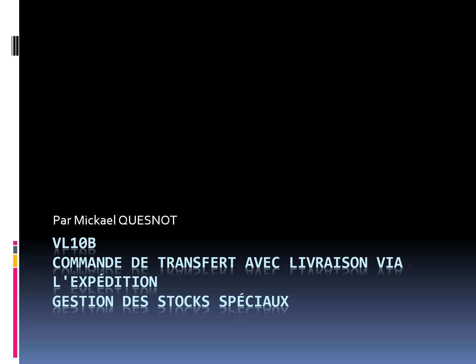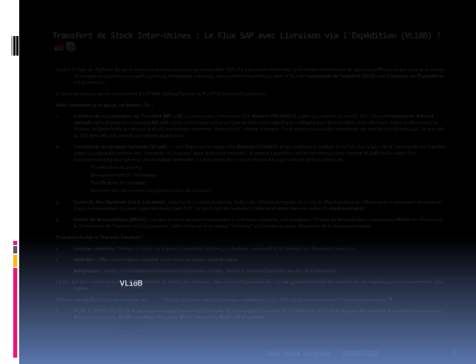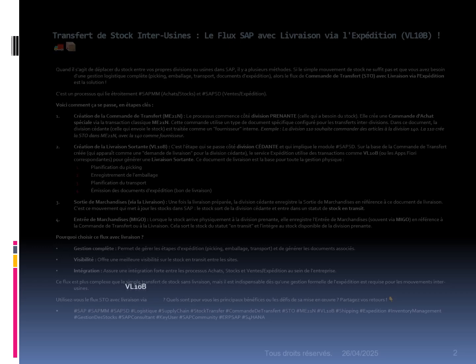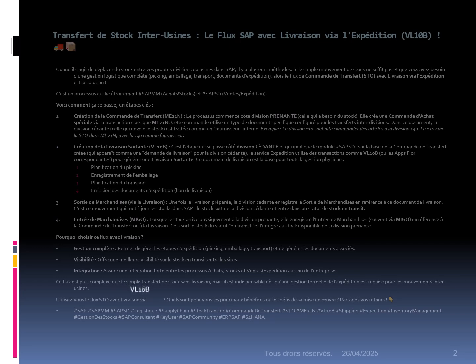Today we're getting into the weeds of SAP, specifically how companies shift stock between their own divisions or plants. Yeah, we're looking at a specific process called the stock transfer order with delivery via shipping. Sounds a bit formal, maybe? It does, and that's kind of the point. It's for when a simple transfer isn't enough and you need proper logistics involved. Exactly. Think picking, packing, transport planning, the whole deal. This process really bridges SAP's materials management and sales and distribution, SD.